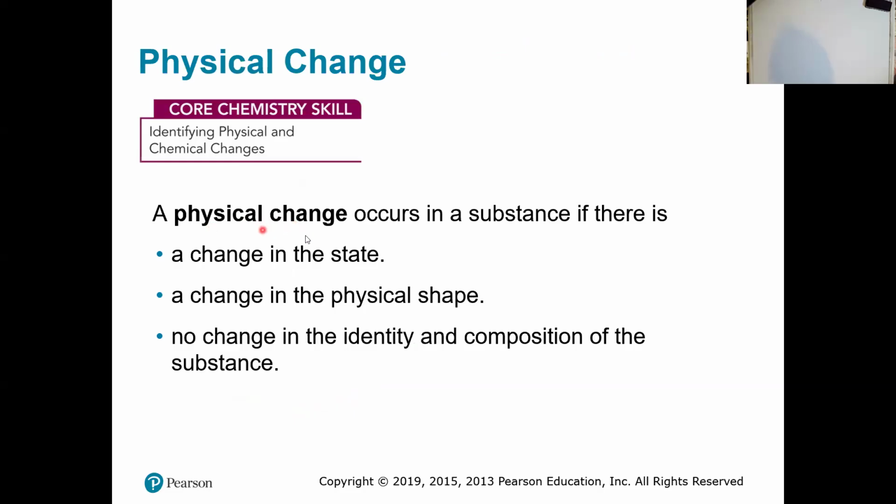Like we've been alluding to, these physical changes occur when things happen to our substance that do not involve an identity change. We should not have a change in the composition, we should not have a change in the chemical formula. The chemical formula of what we start with should be exactly what we end with. That's the definition of a physical change. We could have a change in the state. We could have a change in the shape. That's fine, but no change in the chemistry.